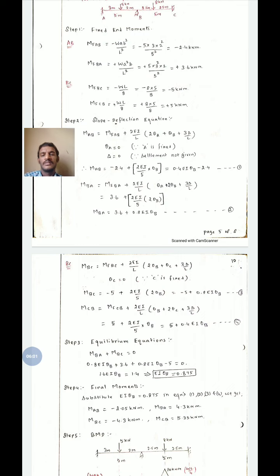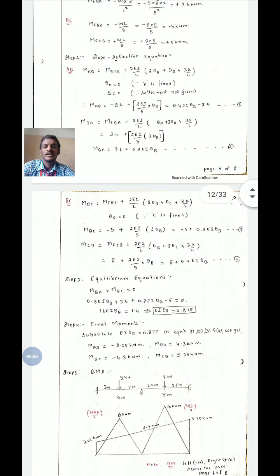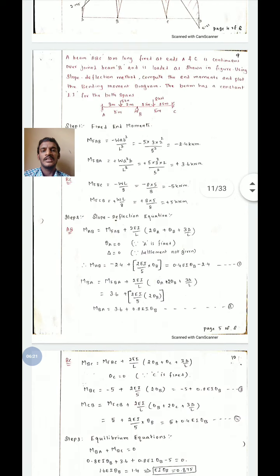Step 3, equilibrium equation. The equilibrium equation is based on the fixed or continuous condition. It occurs only at continuous and roller hinged ends. It does not occur at a fixed end. In this problem, the A end and C end are fixed. Therefore, there is no equilibrium equation at the A and C ends. Only the B end is a continuous end. Therefore, the equilibrium equation occurs at point B only for this problem.